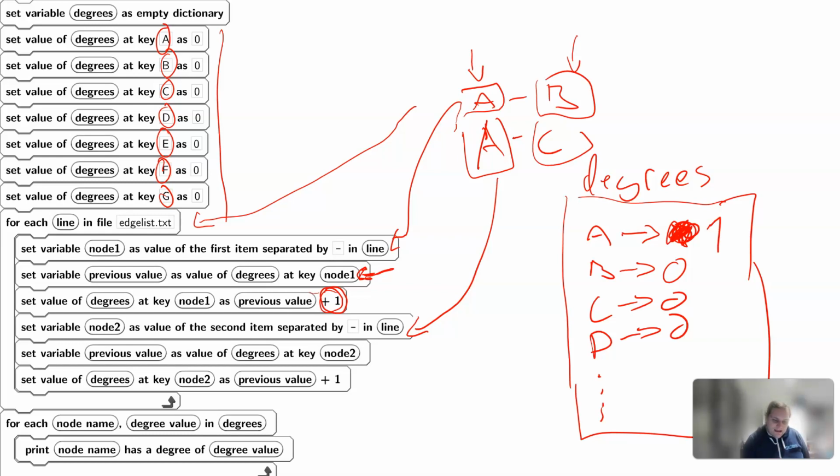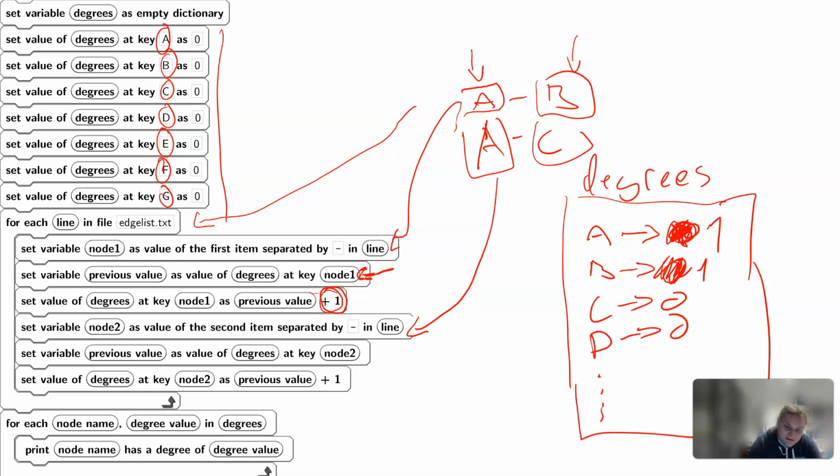Same when we have B, we say that yes, let's take the previous value at the degree dictionary at the key B, and then let's add 1 to it and put that back into the dictionary where the key is B. So again, also for this, instead of saying that there was 0, we say that there was 0 plus 1, so that was 1.